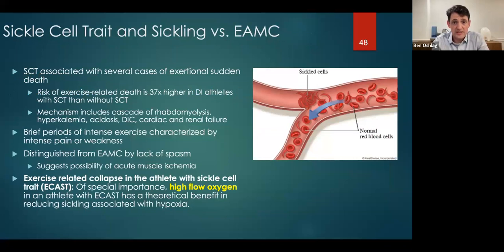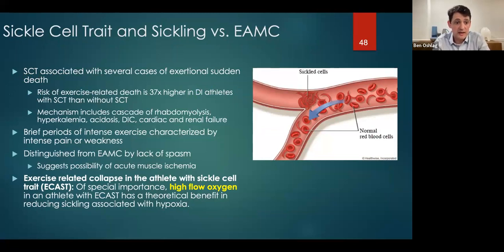So sickle cell trait and sickling in athletes with sickle cell trait, in Division I athletes with sickle cell trait, they're 37 times higher risk for exercise-related death than those without sickle cell trait. And the mechanisms are vaso-occlusion that can lead to a cascade of rhabdo, hyperkalemia, acidosis, DIC, cardiac and renal failure.